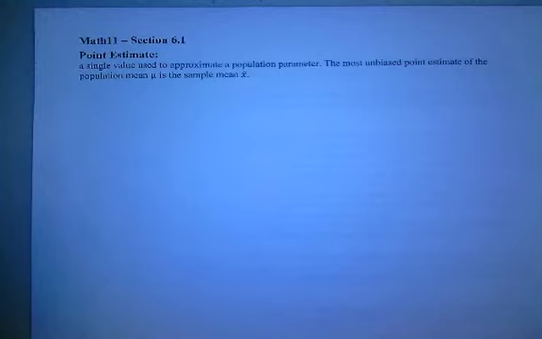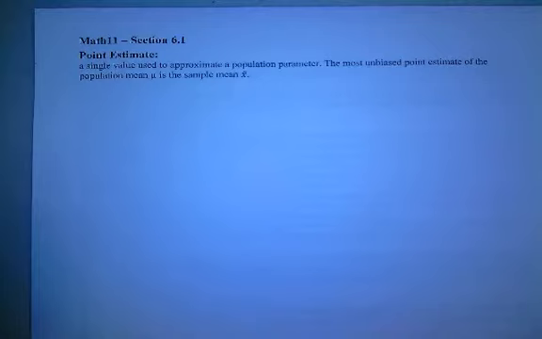In previous chapters, we have used single values to approximate a population. And in the last chapter, we saw that if we take the mean of the sample means, that in fact equaled the population mean. It was an unbiased estimate of the population mean.